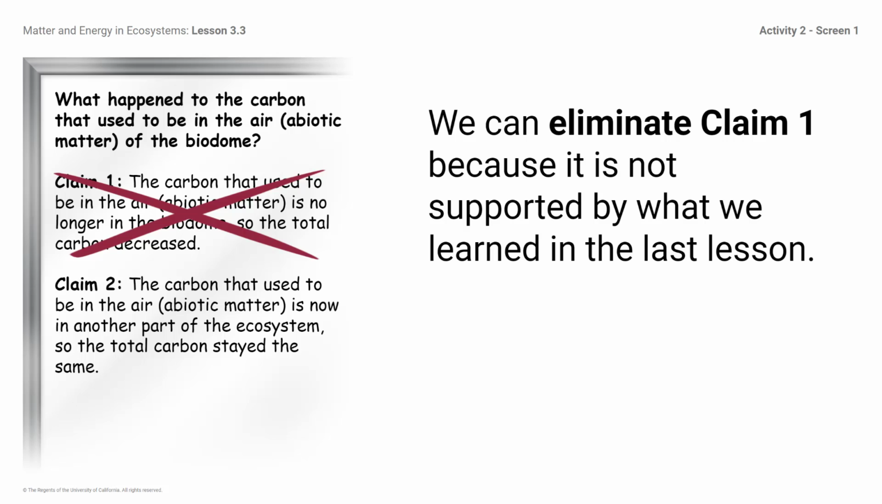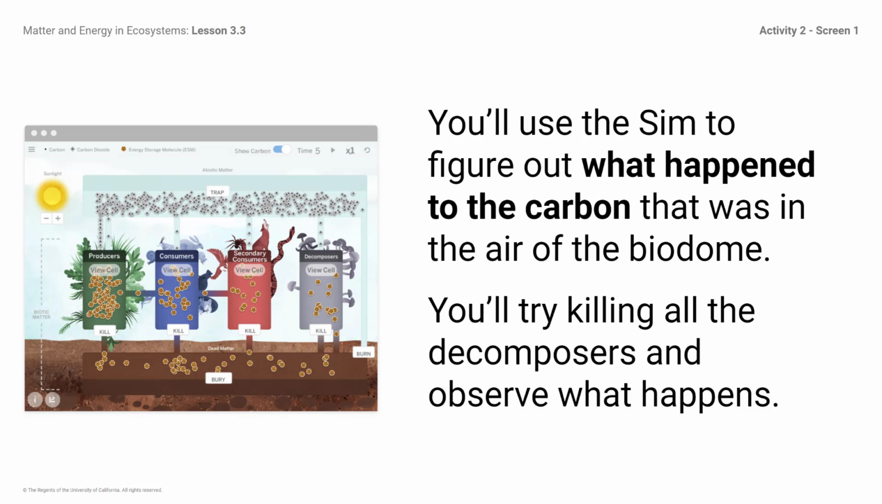We can eliminate Claim 1 because it is not supported by what we learned in the last lesson. So we are removing Claim 1. The carbon that used to be in the air or abiotic matter is no longer in the biodome, so the total carbon decreased, which leaves Claim 2. The carbon that used to be in the air or abiotic matter is now in another part of the ecosystem, so the total carbon stayed the same.